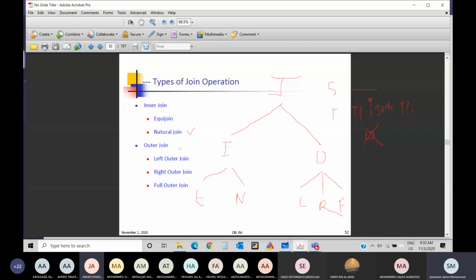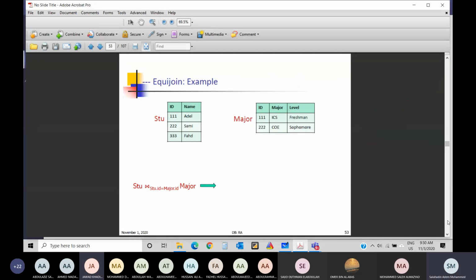Now let me show you equi-join, then let me show you natural join. For the join we use this symbol. This is the symbol of the join, guys. So join the student table with the major table. On what condition? On stu.id must be major.id. So this is just like equi-join in SQL. You will get the same output. So that's what you will get.